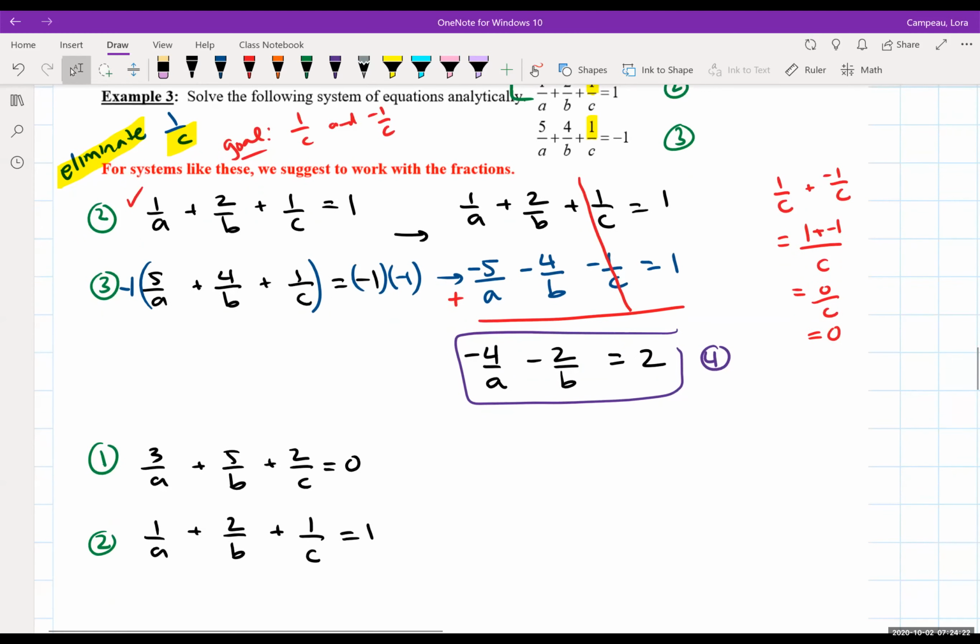Now, the whole goal is to eliminate the c term. So write yourself a note. We're eliminating the c's.